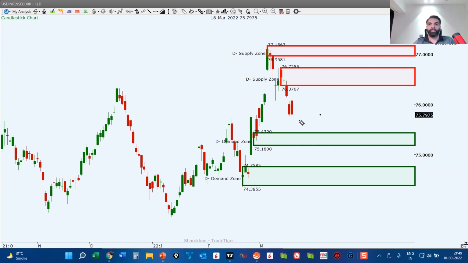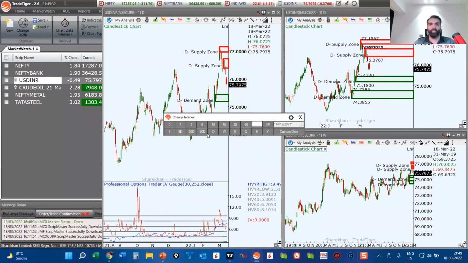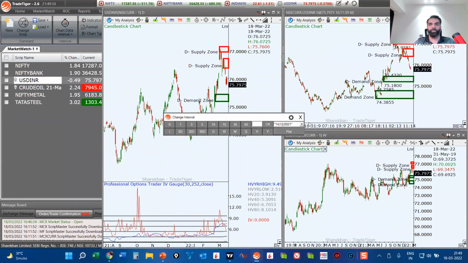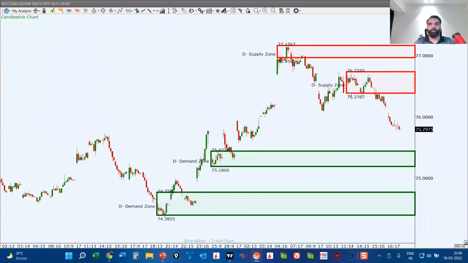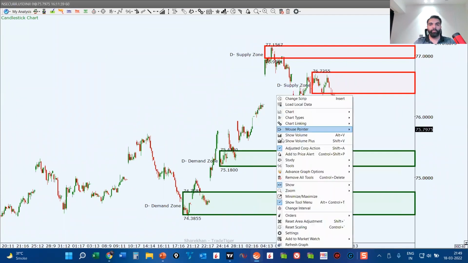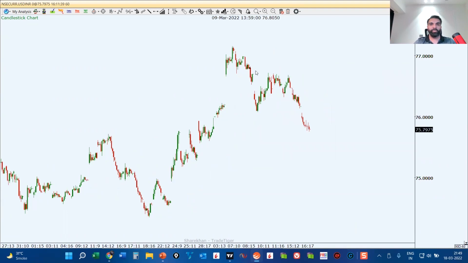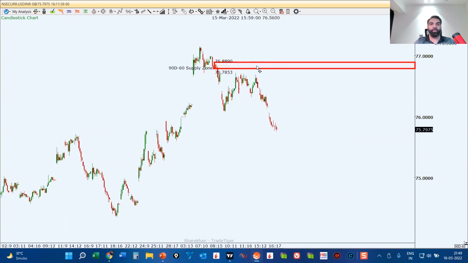Okay, let's move on to a slightly smaller time frame on the USD INR, and let us see if there are some intraday opportunities that are lining up for trading on Monday. If you look at some of the key areas, you can see this area of supply, and this was an extremely key area. It still stands as a key area right now because prices have not come and tested this area.